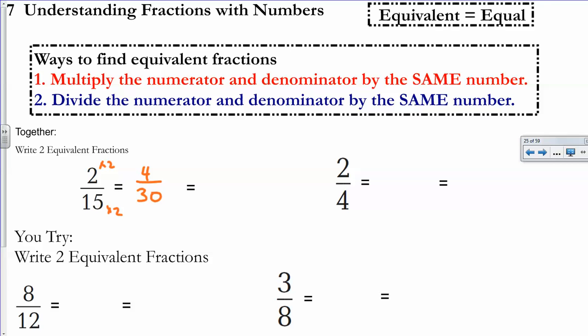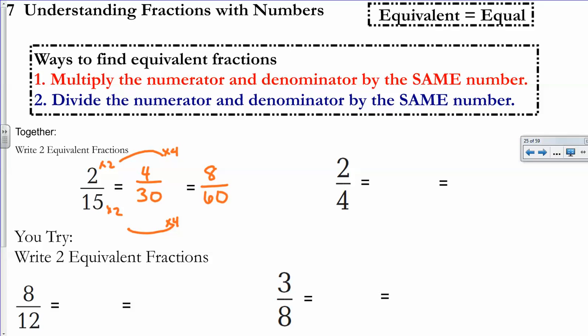I don't have a common factor between 2 and 15, so I'm just going to multiply by 4 this time. So 2 times 4 is 8. 15 times 4 is what, 60? So 8/60ths is the same as 4/30ths is the same as 2/15ths.